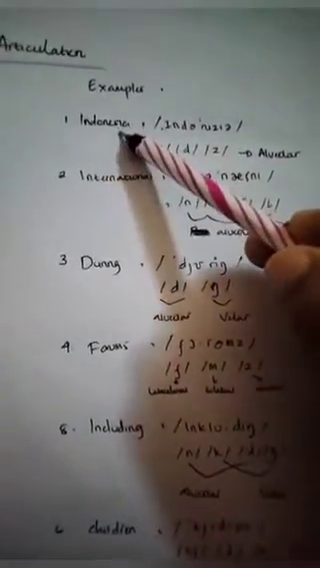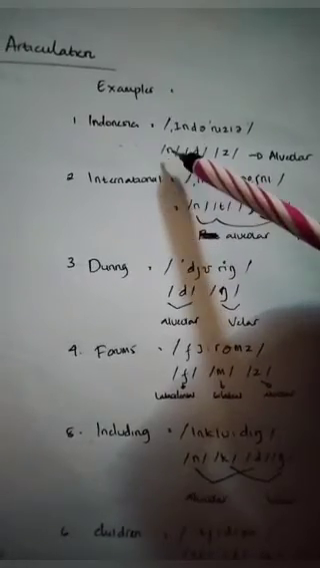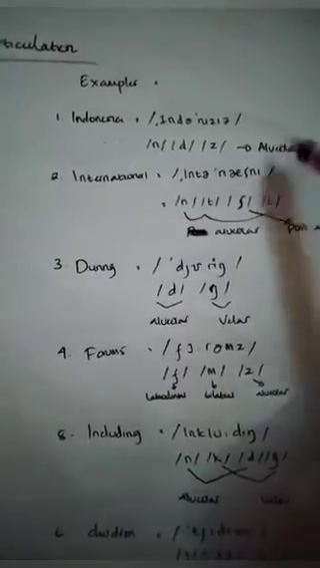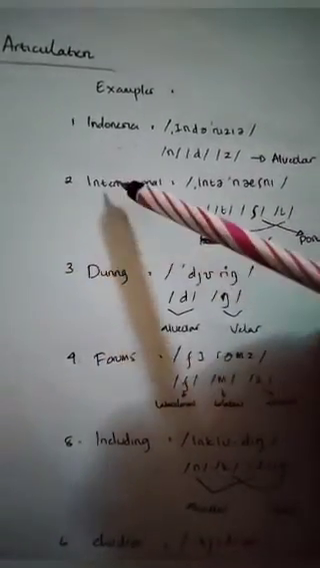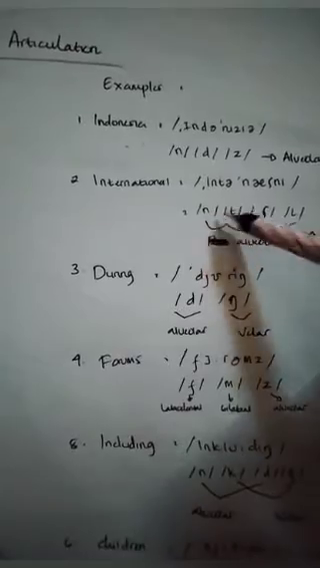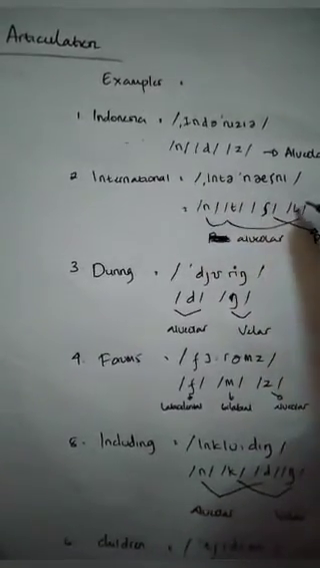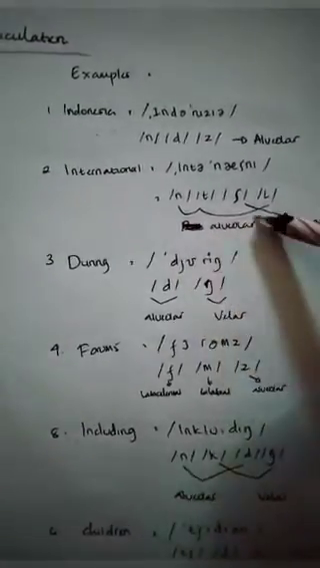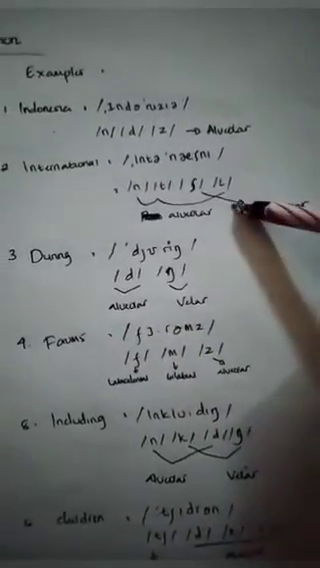Example number 1, Indonesia, and this is the phonetic transcription of Indonesia. The sounds are n, d, z. Normally, these are alveolar. Number 2, international. This is the phonetic transcription of international. The sounds are n, sh, n, l. N and l are normally alveolar, and sh is postalveolar.